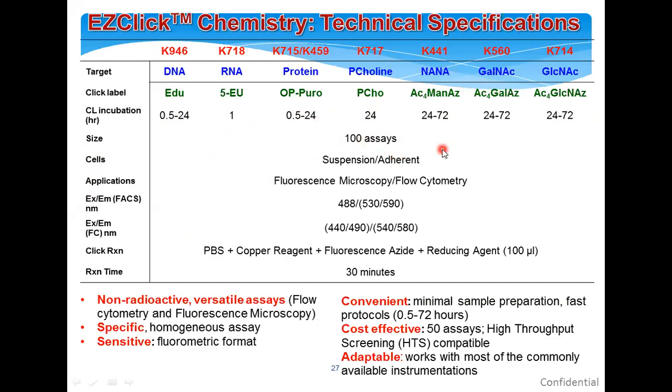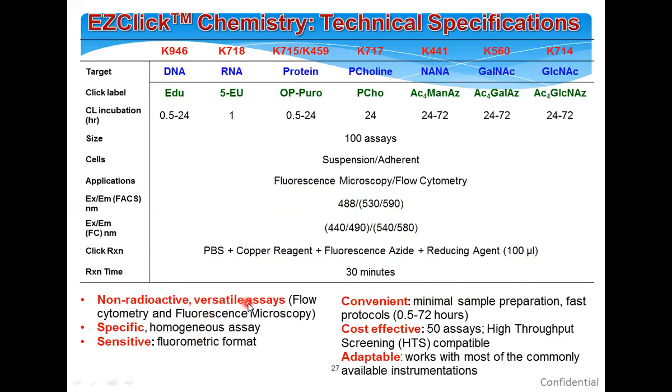Size of all the kits, 100 assays. You can use suspension cells or adherent cells, so it's applicable to both. Application based, these are either fluorescence or flow cytometry. The excitation for FACS, we have the different range. And the simple click reaction is you're adding the copper reagent, the fluorescent azide, and you need a reducing agent. Reaction time, only 30 minutes. After this incubation, all you need is 30 minutes of reaction.